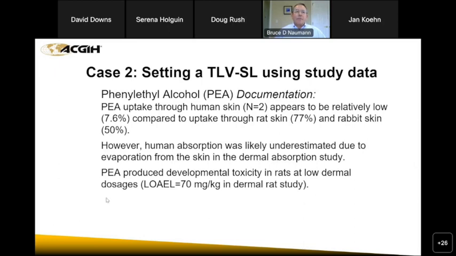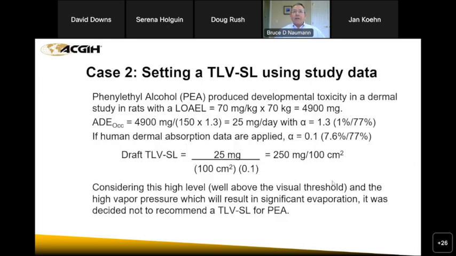In the meantime, we know that PEA produced developmental toxicity in rats at low dermal doses, 70 milligrams per kilogram. So we had a dermal study in rats. And so we did the calculation, the 70 milligrams per kilogram times 70 kilograms in this case, could have used 50. Overall conclusion is the same. So just 49 milligrams divided by 150.